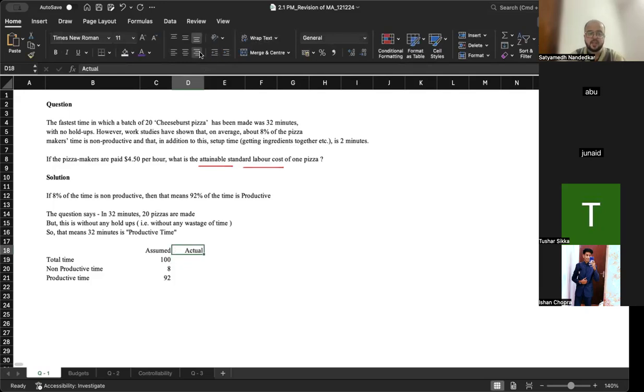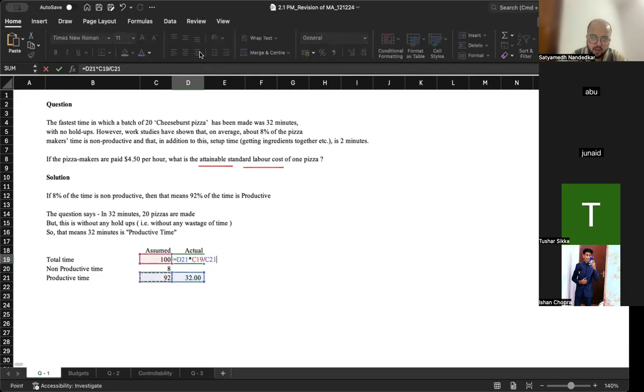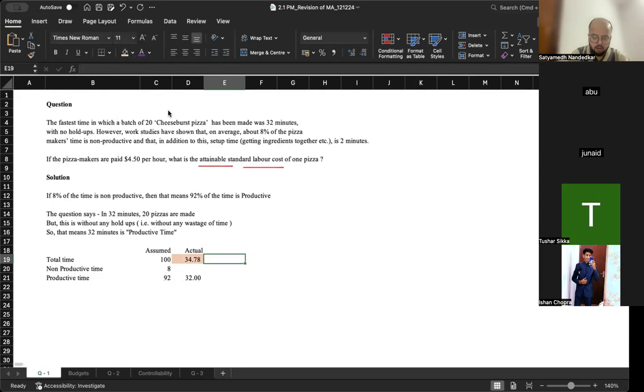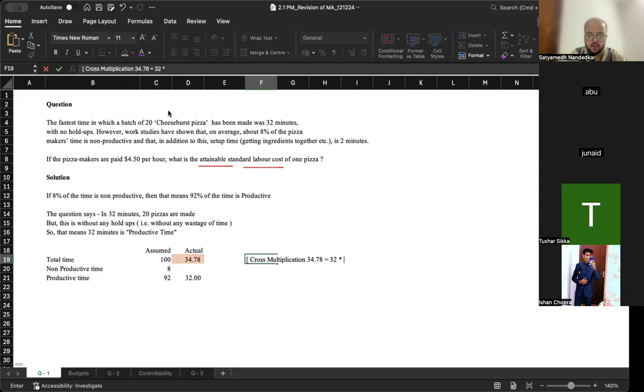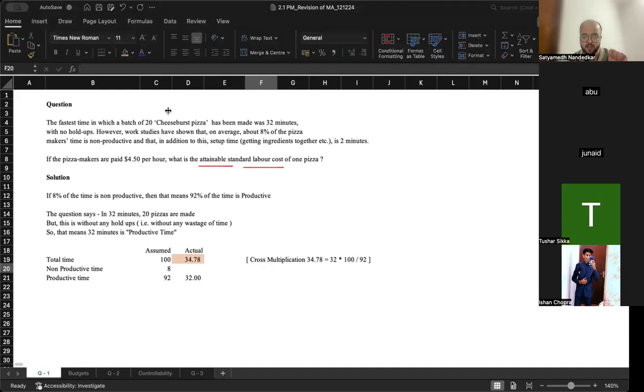Okay, 32 minutes is time taken without any hold up. So I should write it here. Now what I need to arrive at is the total time taken, which will be 32 into 100 upon 92, that is 34.78. Cross multiplication, 34.78 is equal to 32 into 100 upon 92. Okay, cross multiplication, you do 32 into 100 upon 92, you arrive at the total time to be taken.